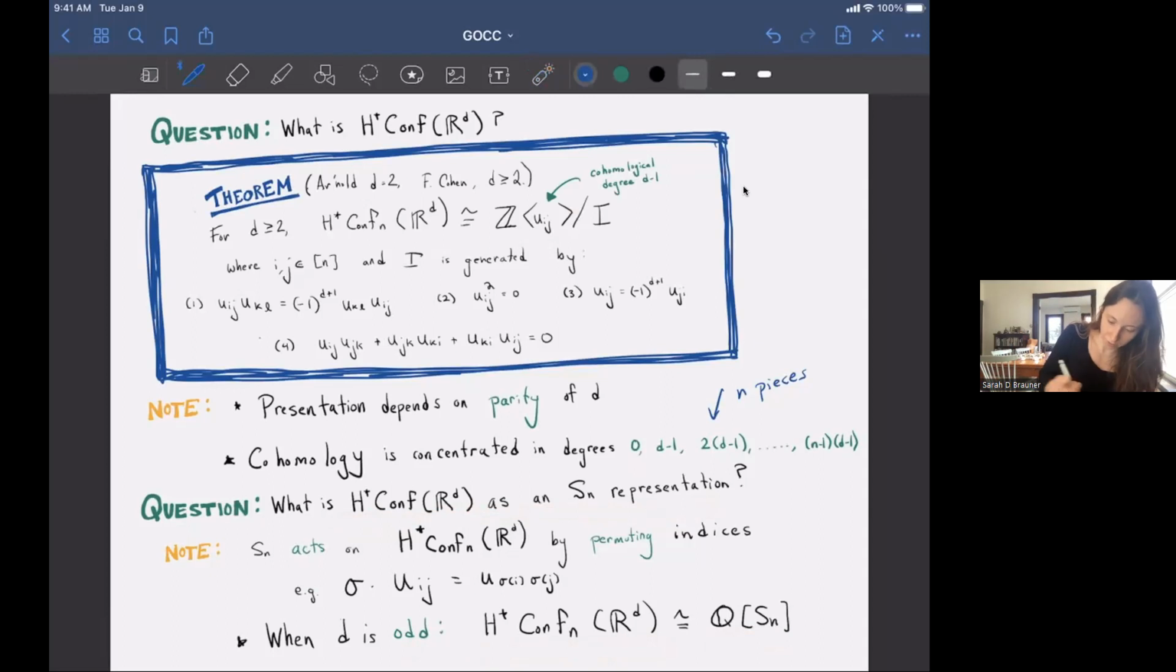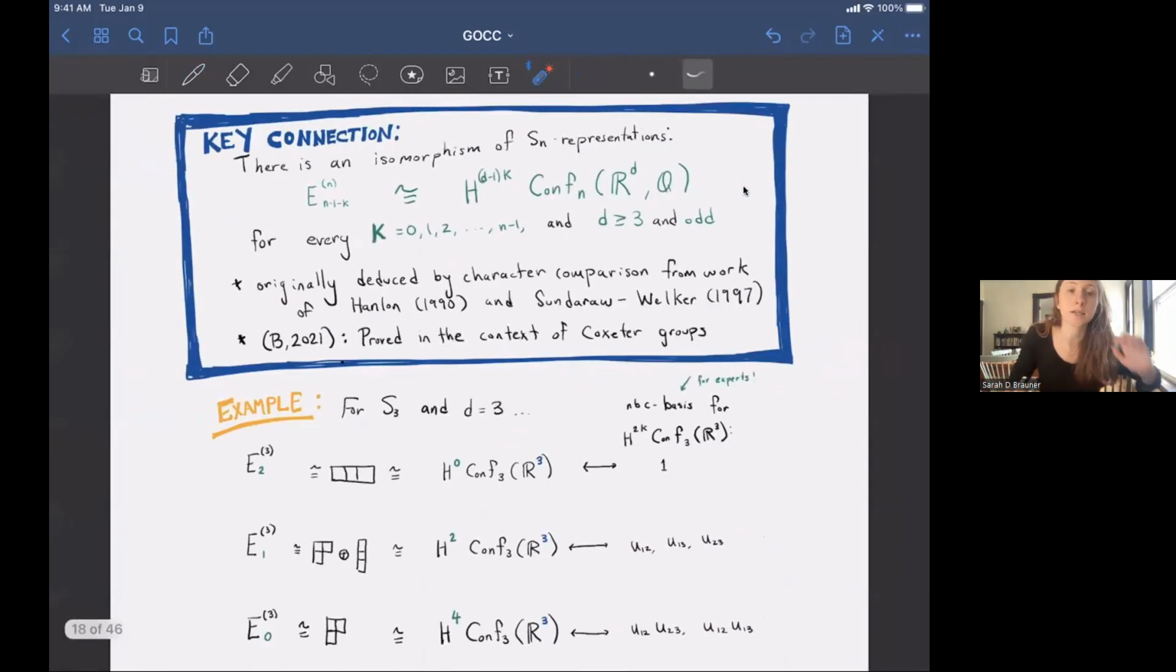This is going to preview for us that this is the relevant case for us, because we already saw that those Eulerian representations also decompose the regular representation. And I want to actually relate them. So here's the connection. There's an isomorphism of symmetric group representations, where each Eulerian representation is isomorphic to one unique piece of this cohomology ring of my configuration space, in the case that I take d greater than or equal to 3 and odd.